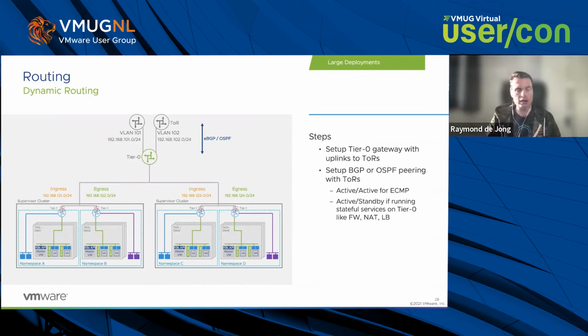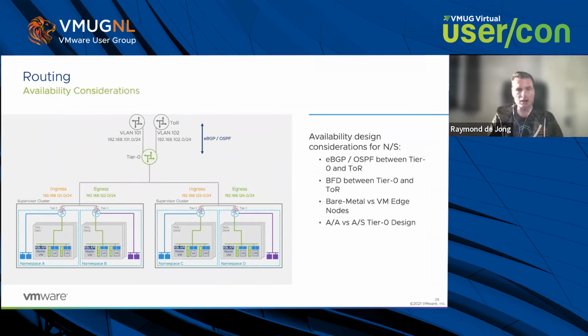Given the fact that you can use active for dynamic routing topology, means that you have better performance in terms of scale. So you can scale out easily the number of edge nodes you require. So you can get more throughput for your supervisor cluster. And in terms of availability, this has benefits because if you use ECMP, in case of a failure of an edge node, that means that only part of the flows will be affected.